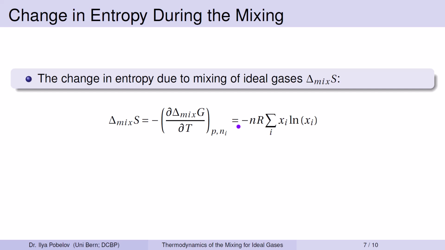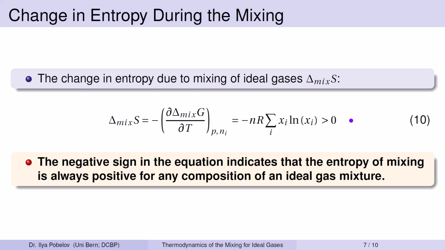This is equal to negative N times R multiplied by the sum over i of Xi times the natural logarithm of Xi. Since the natural logarithms of Xi are negative for all components in the mixture, the negative sign in the equation indicates that the entropy of mixing is always positive for any composition of an ideal gas mixture.